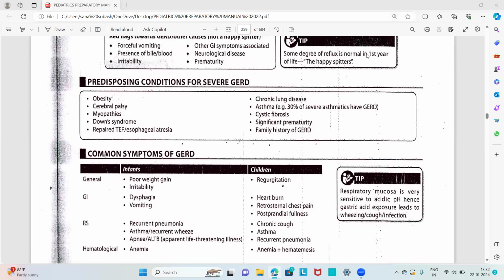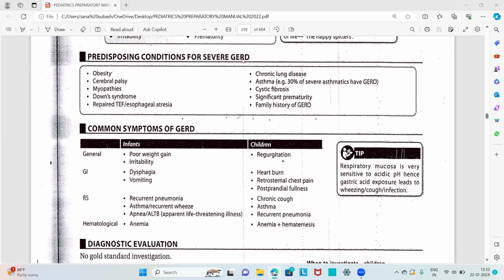Some degree of reflux is normal in the first year of life. These are called happy spitters. The predisposing conditions for severe GERD are obesity, cerebral palsy, myopathies, Down syndrome, repaired tracheoesophageal fistula or esophageal atresia, chronic lung disease or asthma, where 30% of severe asthmatics have gastroesophageal reflux disease, then cystic fibrosis, significant prematurity, and family history of GERD. These are the factors predisposing to severe GERD.